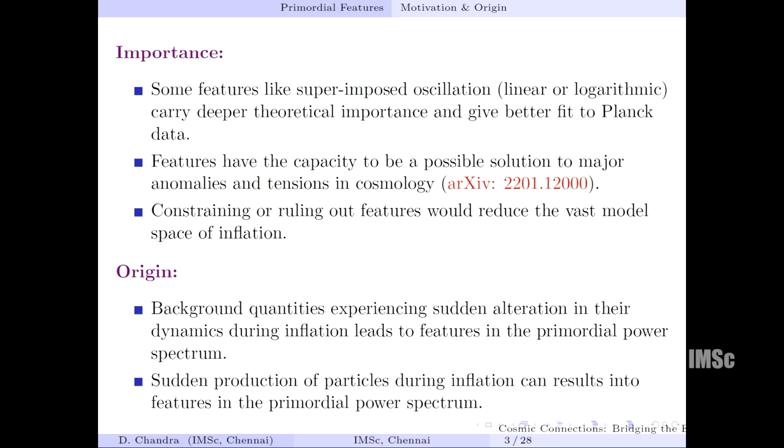Now let me spend a few minutes discussing the origin of primordial features. In the inflationary dynamics, if the slow-roll parameters or the background parameters like epsilon or eta, or even the sound speed, experience a sudden variation, then that gets reflected in the primordial power spectrum in the form of some scale dependent function. Also, as my previous speaker has told, the presence of sudden particle production in inflationary dynamics can lead to bump-like features. That is another physical scenario that gives rise to primordial features.